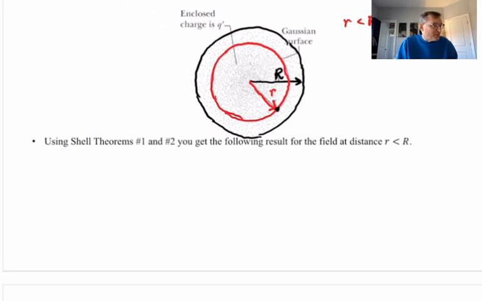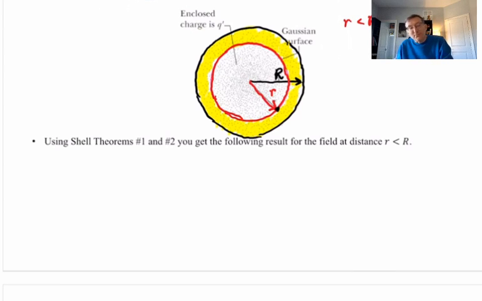All right. First, from shell theorem number 2, guess what? All the charge of the solid sphere that is between the solid sphere's surface and the surface of our Gaussian sphere, that's the part I just shaded, all that charge is outside the Gaussian surface, but still in the solid, right? And from shell theorem number 2, there can't be any contribution to the electric field from that.